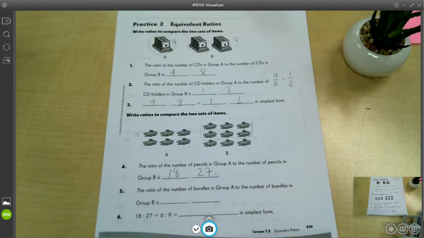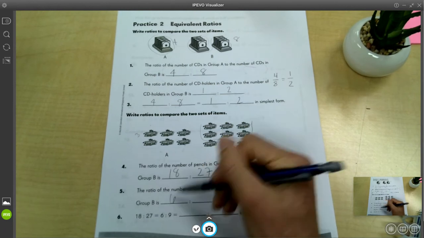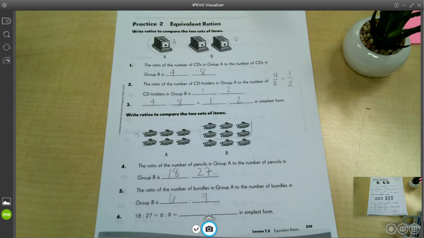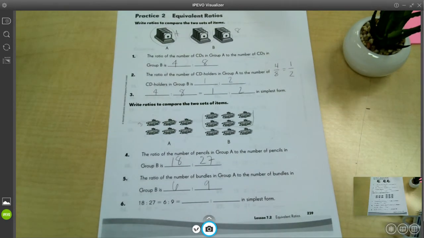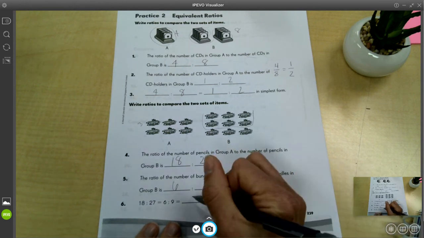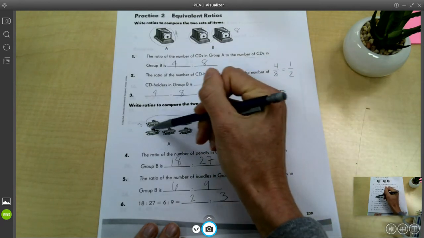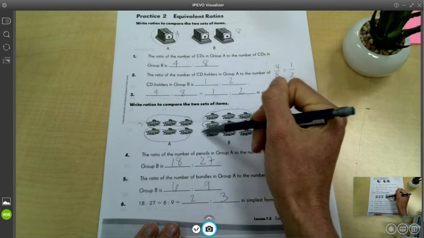All right. The ratio of the number of bundles in group A to the number of bundles in group B. Well, here I have 1, 2, 3, 4, 5, 6 bundles. 1, 2, 3, 4, 5, 6, 7, 8, 9 bundles. 6 to 9. So I know that my ratio 18 to 27 is the same as the ratio 6 to 9 and can be simplified even further to the ratio 2 to 3, right? I can put this in a group of 3. There's 1, 2, 3.